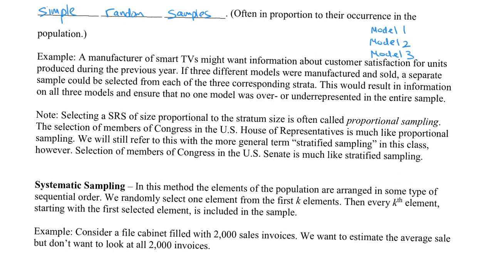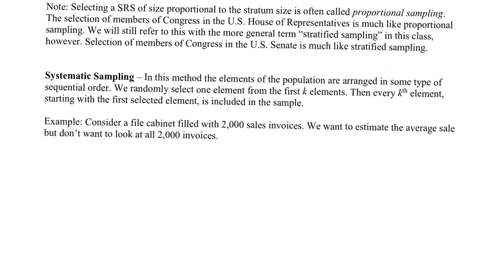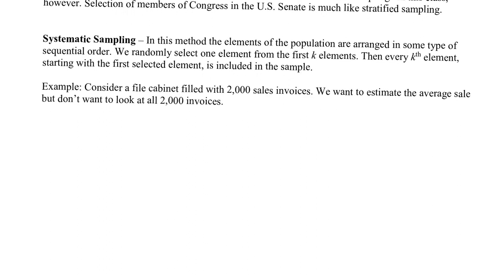So, okay, let's move on to systematic sampling. In this method, the elements of the population are arranged in some sort of sequential order. Okay, so systematic sampling you can sort of see coming when the method is described. So we put the elements of the population, we arrange them in some sort of sequential order, then we randomly select one element from the first K elements, which we'll talk about in a second here. Then every Kth element, starting with the first selected element, is included in the sample. So it's very systematic. You go right down the line, and I'll describe it with an example.